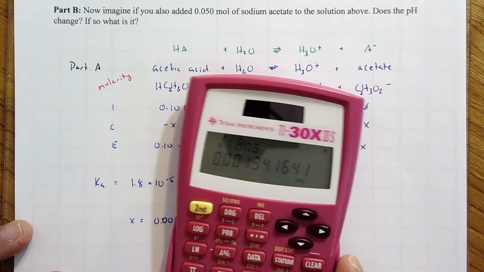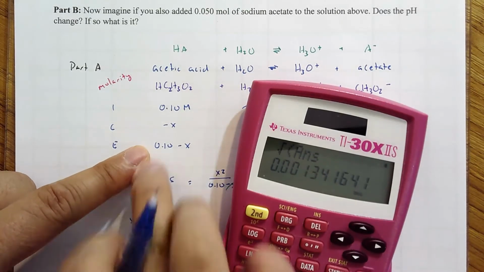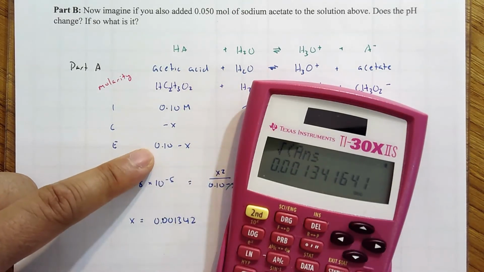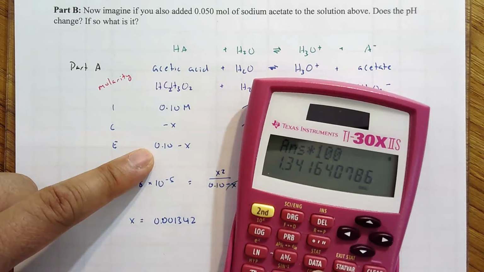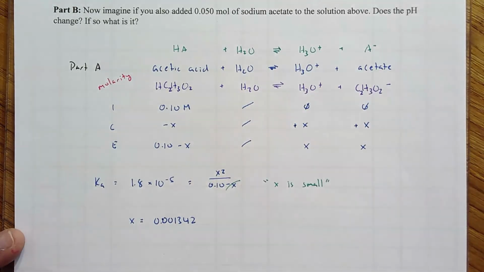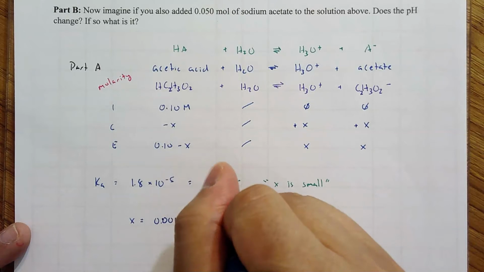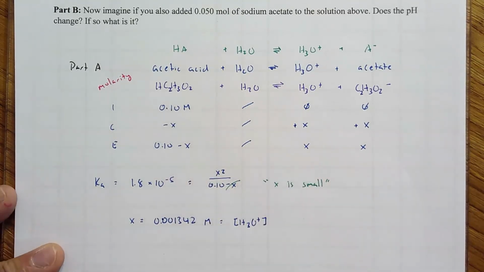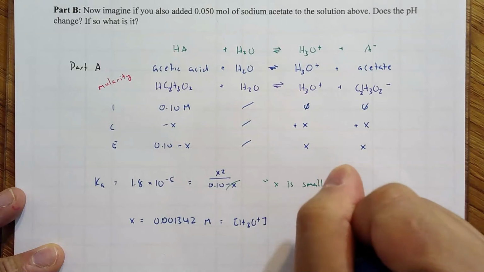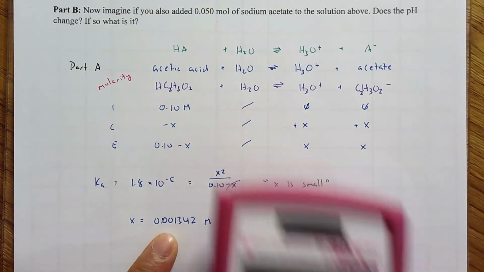Okay, so I have that number saved. To check if it's small, if it's less than 5% of the initial amount, divide by 0.1, okay, good, times 100%, 1.34%. So that's valid. You know that x is this x right here. This is a molarity, and it's equal to the H3O plus concentration. Therefore, the pH equals the negative log of this number.